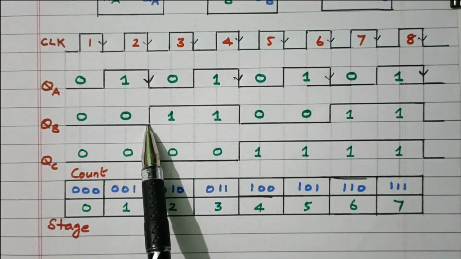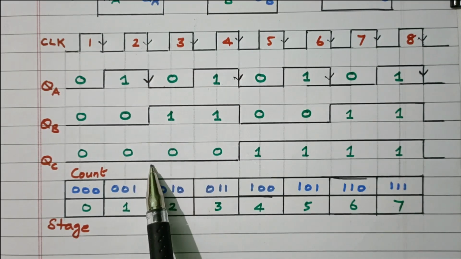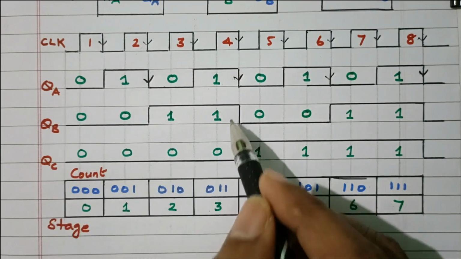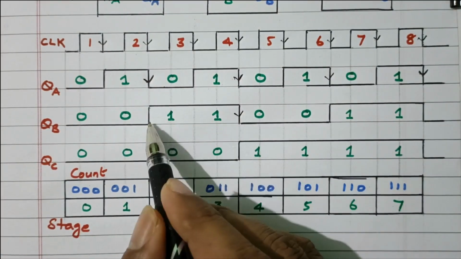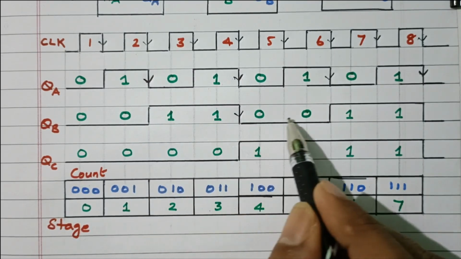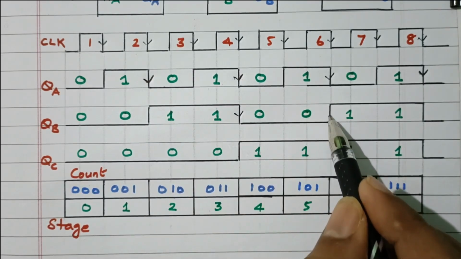Now this signal is given as a clock pulse for the third flip flop, QC. Right? See, this is the negative edge. This is positive edge. 0 to 1 is positive edge. 1 to 0 is the negative edge. Similarly, this is 0 to 1 positive edge.